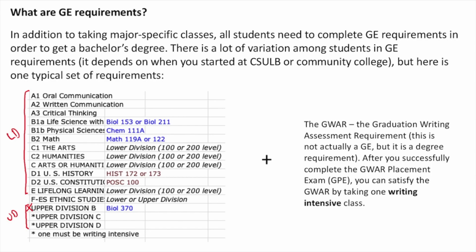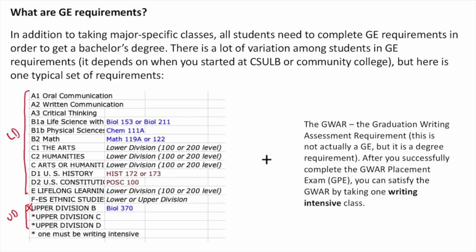But all students also need to complete an upper division C or Arts and Humanities GE, as well as an upper division D or Social Sciences GE. On the right hand of this slide, you can see that you also need to complete the GWAR, the Graduation Writing Assessment requirement. That's not actually a GE, but it is another requirement for your major. To complete this, you first need to take an exam called the GWAR Placement Exam, or the GPE, and when you complete it successfully, you can then take a writing intensive class.